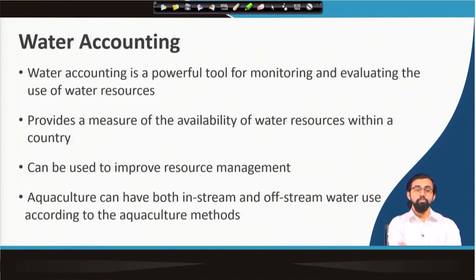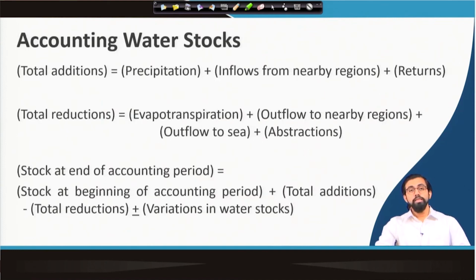Aquaculture can have both in-stream and off-stream water use according to the aquaculture methods that we are utilizing in our farm. So, in general, when we go for water accounting, what are the methods? This is very easy, you guys already know, I think. The first thing is the total addition of water. Total addition of water contains the precipitation, the water inflow from the nearby regions, and the return. What do I mean by the nearby regions?